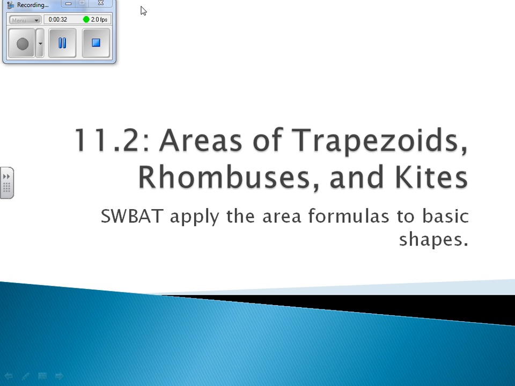Trapezoids, rhombuses, rhombi, and kites. Should be pretty straightforward. I'm going to show you where these formulas come from using a short little proof. We're not going to do it in two column proof, but I'll just show you why we know what it is. I think you'll like it.